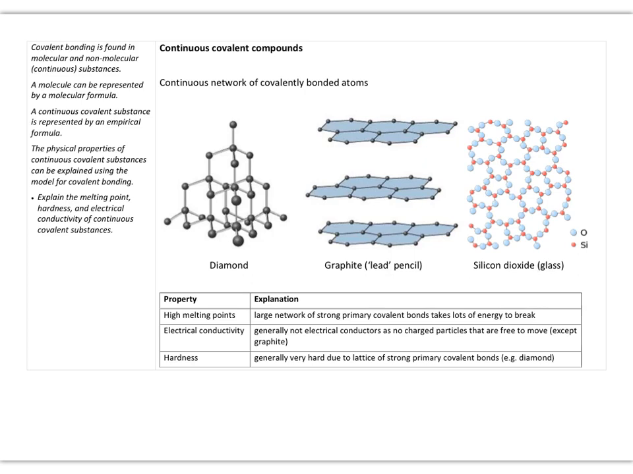Now, because of their large networks, they have some particular properties. They tend to have higher melting points, because there's a large network of strong primary covalent bonds that takes a lot of energy to break. So these covalent bonds are all very, very strong, and they go on and on and on in a lattice. So that basically makes the lattice very hard to break apart and makes it very hard to turn these things from solids into liquids.